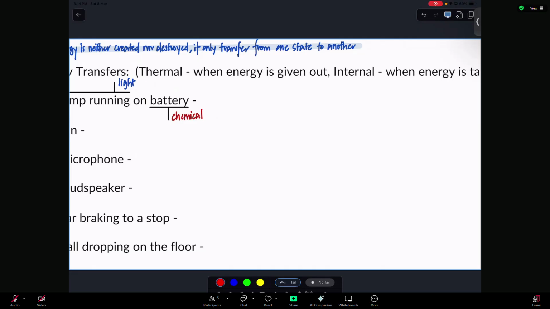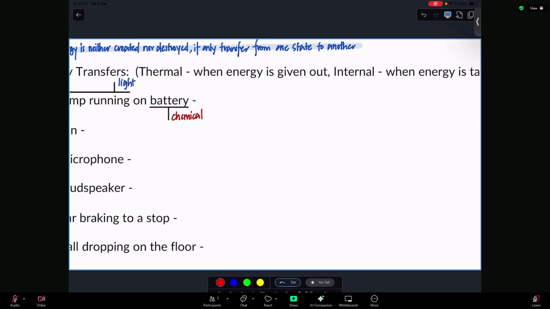If I clarify thermal energy transfer a bit more, it's conduction. Remember conduction: when two objects come into contact, energy transfers, that is conduction, okay? Convection is not thermal energy transfer. Radiation is not thermal energy transfer. It's only conduction. So what are the four transfers out there?